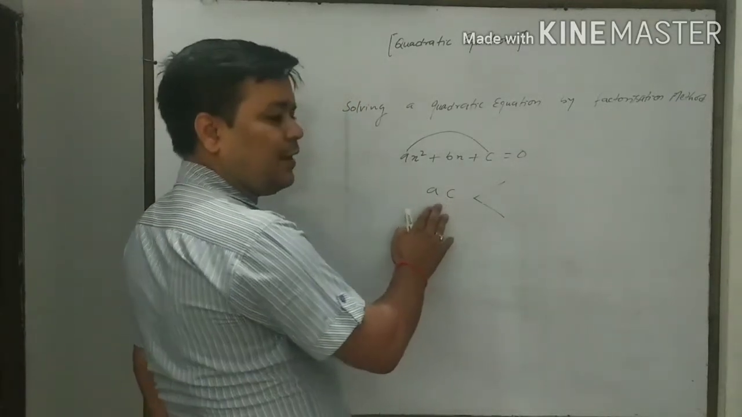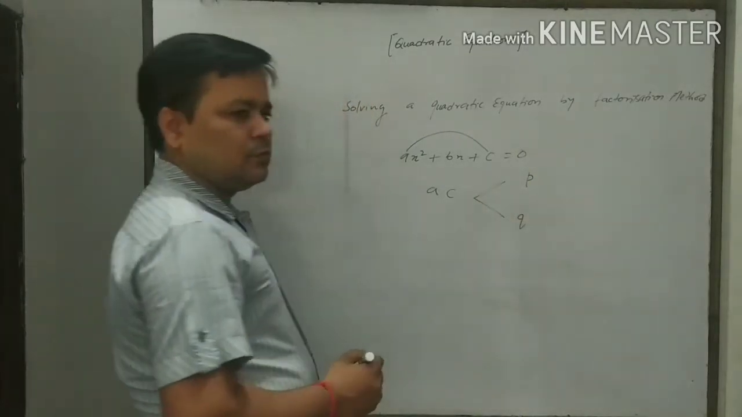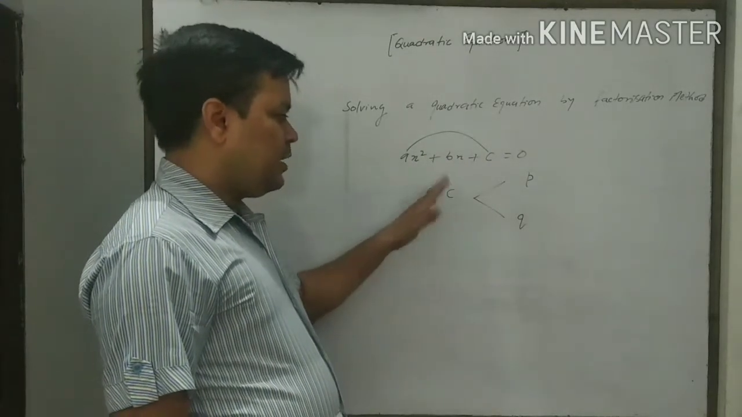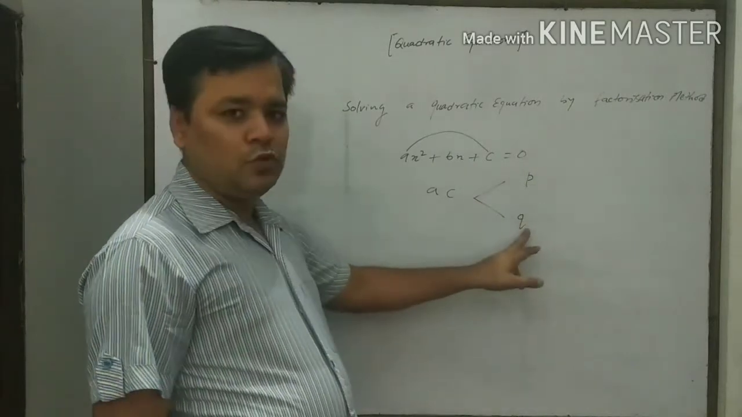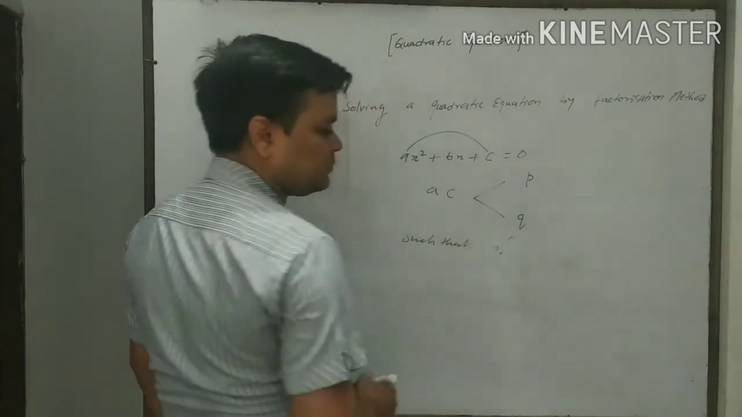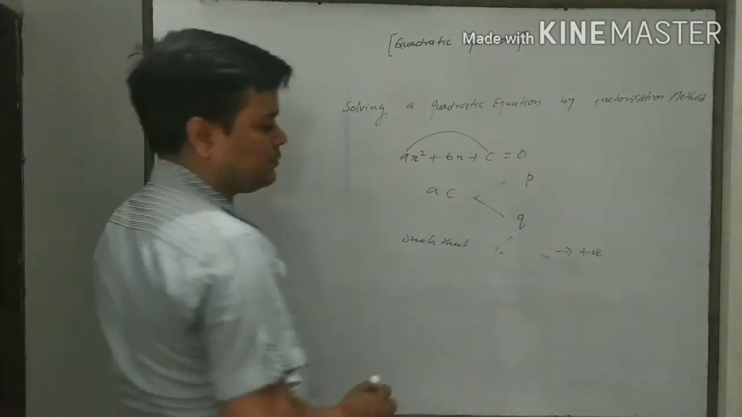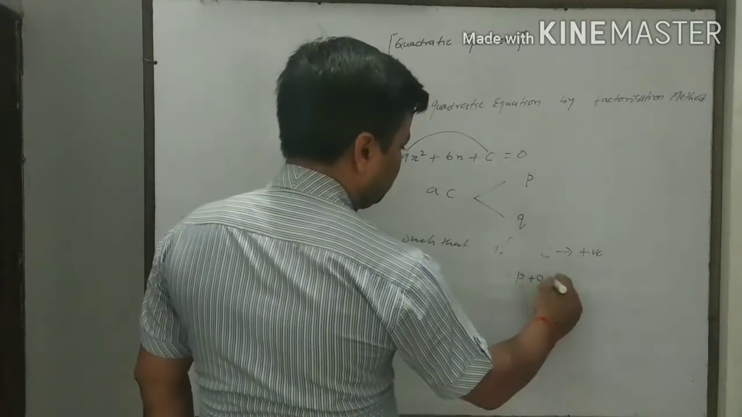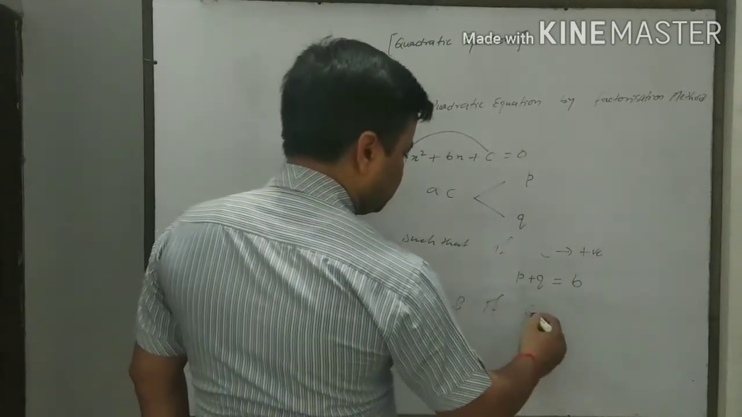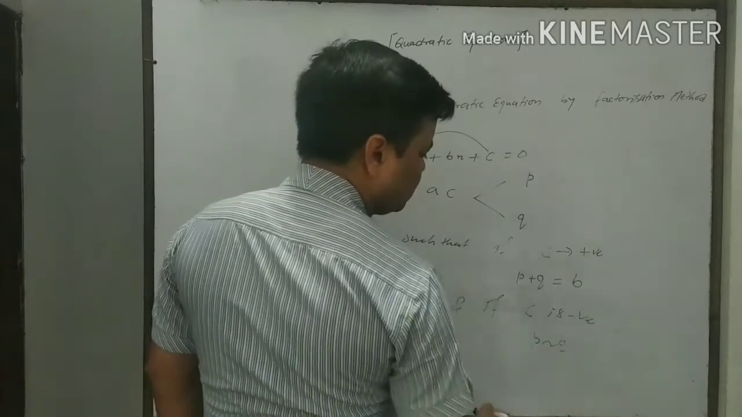Now break the product of a and c into two parts, let them be P and Q, such that if c is positive, then the sum of these two parts, P plus Q, should be equal to b, and if c is negative, then the difference of P and Q should be equal to b.